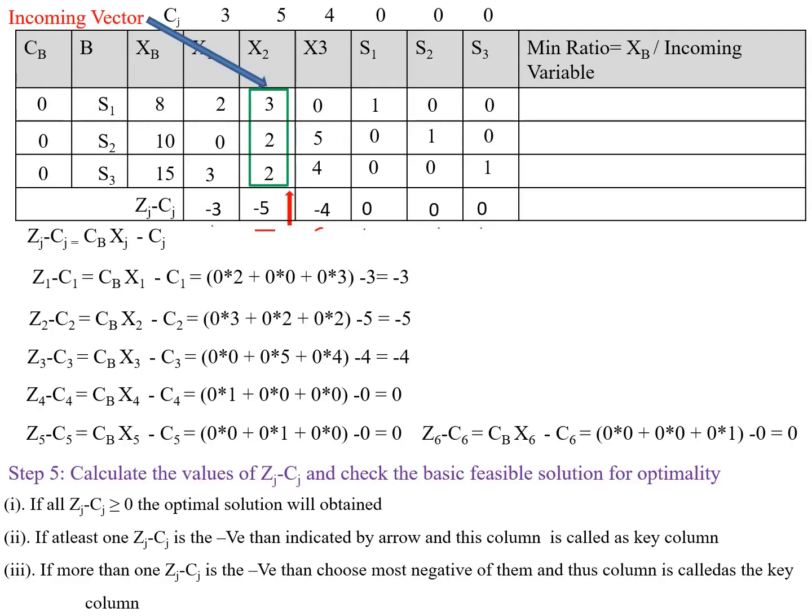And check the condition in step 5. In step 5, third condition is if more than one Zj minus Cj is negative, then choose the most negative of them, and this column is called the key column. Here Zj minus Cj values have more than one negative, that is minus 3, minus 5 and minus 4. Then we have to choose the most negative value. Here the most negative value is minus 5 for the column x2. So x2 column is the key column and also called the incoming vector.